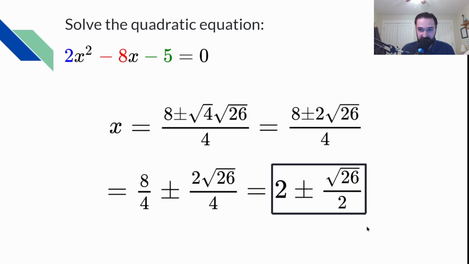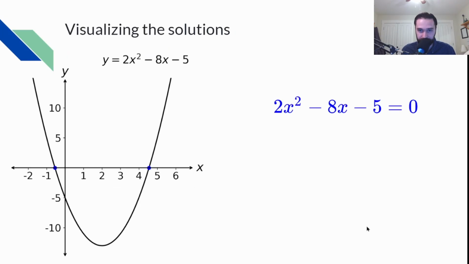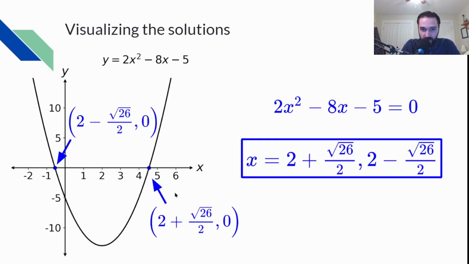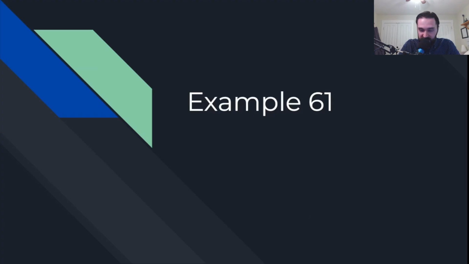We'd like to visualize these solutions as well, so let's do that on this screen. Here's our curve, and we're looking for the x-coordinates of the blue points. This is the equation we're solving, and we already found the solutions to be 2 plus root 26 over 2 and 2 minus root 26 over 2. Those are the coordinates of the blue points. Let's move on to the next example.